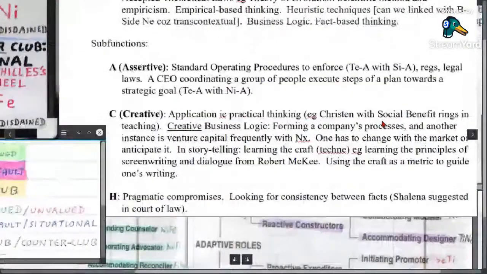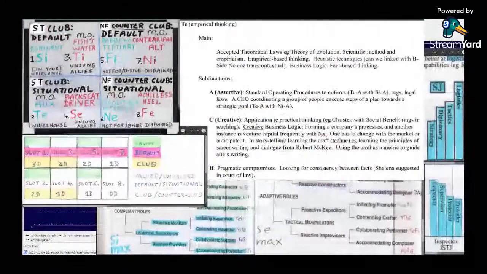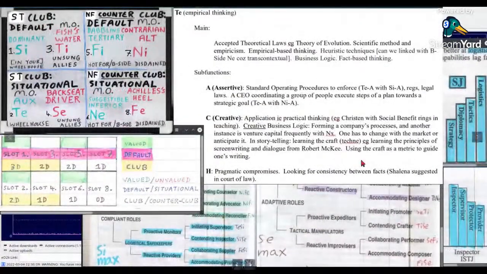So yeah, if you want to pause that to take in my subfunctions system. I've got to get a wriggle on, coming up to an hour already. And again, it's ticking valued and it's ticking a club function, but it's not a default function. Situational, but highly valued.